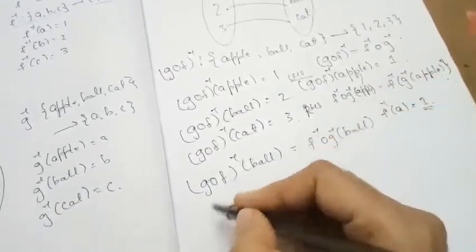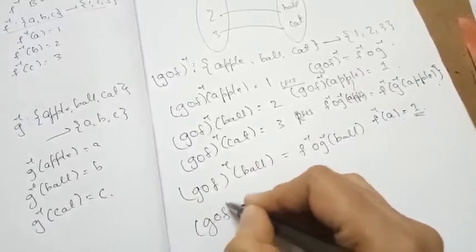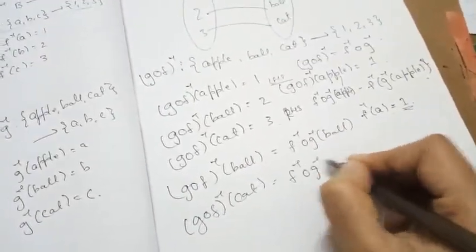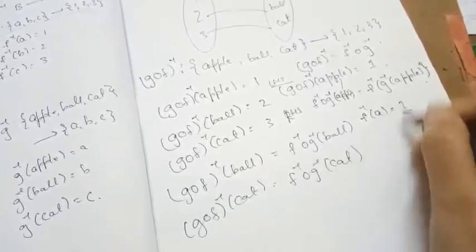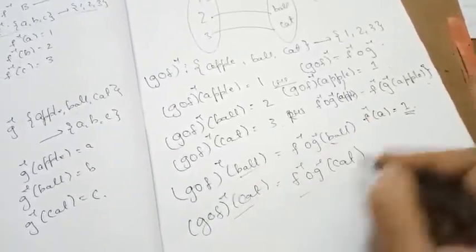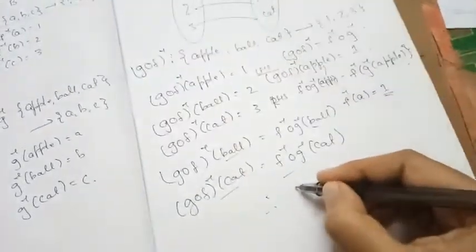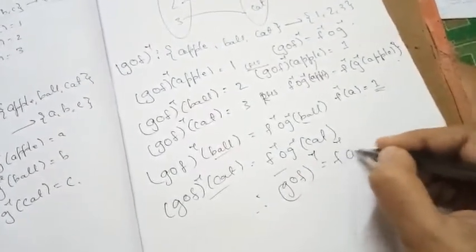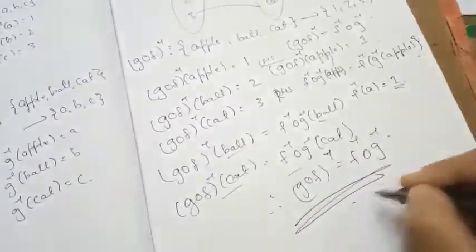Verify like this itself, and similarly verify for g of f inverse of cat is equal to f inverse of g inverse of cat. After verifying, you will get LHS is equal to RHS in both the cases. From that we can write g of f whole inverse is equal to f inverse of g inverse. This is what we need to show, and we have proved it.